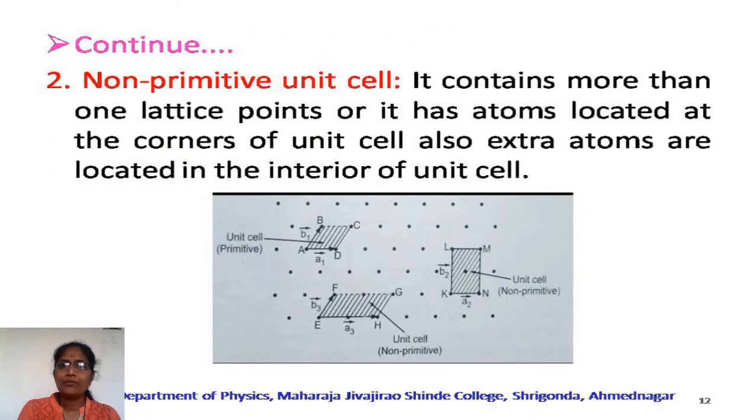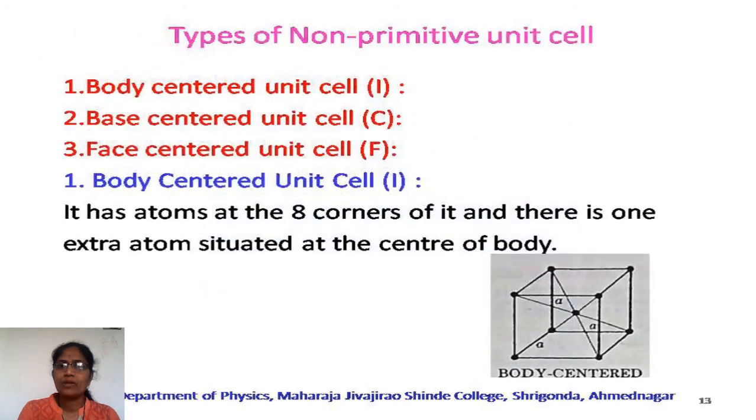Then non-primitive unit cells are again classified into body-centered unit cell, base-centered unit cell, and face-centered unit cell. Which one will be the body-centered unit cell? A non-primitive unit cell which has 8 corner atoms and one extra atom located at the center of the body is called a body-centered unit cell, and it is represented with the capital letter I.